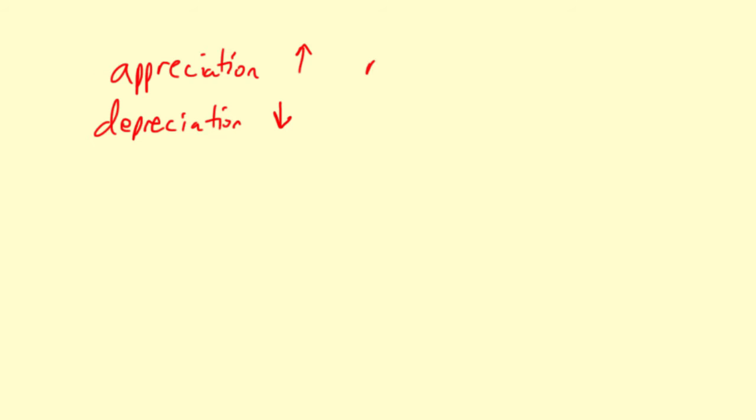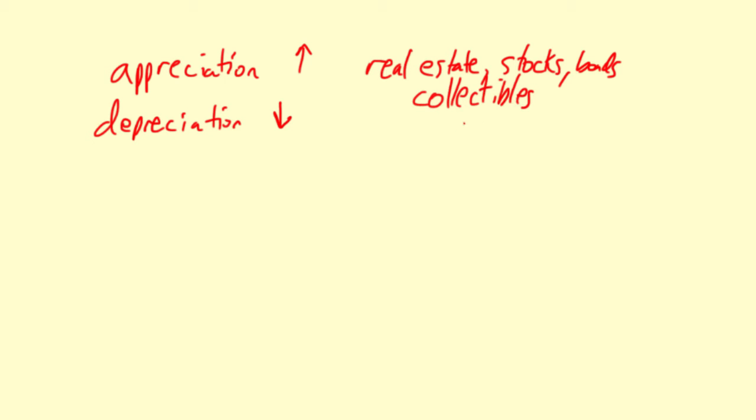What appreciates over time? Real estate, maybe stocks or bonds, maybe collectibles. Things that depreciate over time typically: cars, trucks, pretty much anything that's motorized like a jet ski. Basically, it's something where you buy it brand new and then over time the value diminishes.